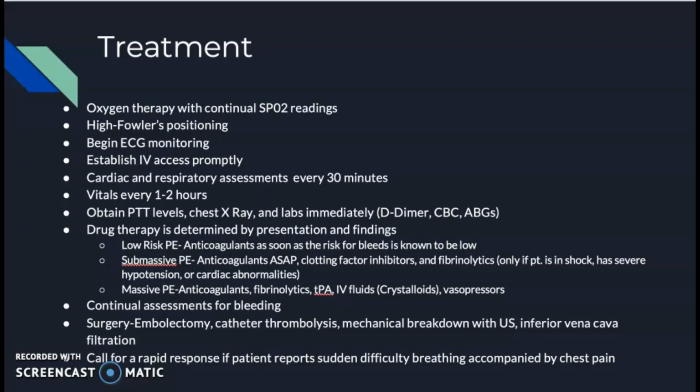And then if those treatments don't work, surgery is an option, embolectomy, where the clot is removed. They can mechanically break down the clot with ultrasound or put a filter on the inferior vena cava. A rapid response would be necessary if the patient reports a sudden difficulty breathing accompanied by chest pain.